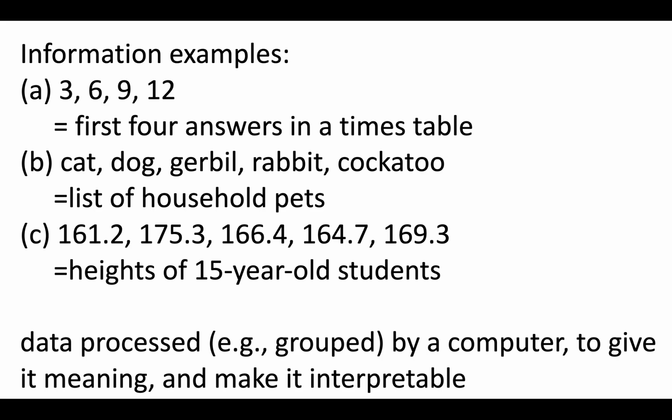So again, information is data processed or grouped by a computer to give it meaning and make it interpretable. So again, that raw data from the first example in data has now been grouped a little bit to make it have meaning, make it interpretable, hence it's become information.